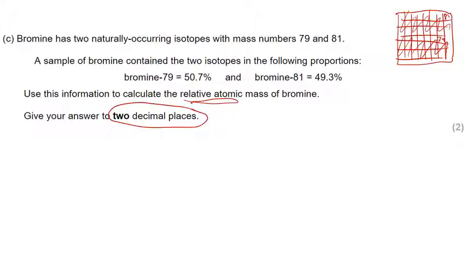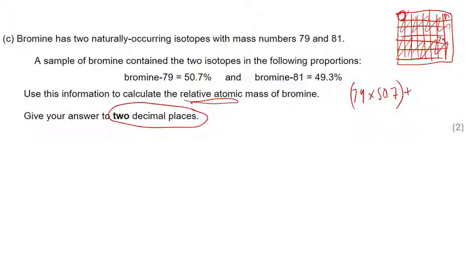So we want to find out the mass of all of these 100 atoms, and then we're going to divide it by 100 to find out the relative or average mass of just one of those atoms, because we've got 100 atoms here. Okay, so what we need to do is 79, because each atom weighs a mass of 79, and we need to times it by how many atoms we've got. We've got 50.7.